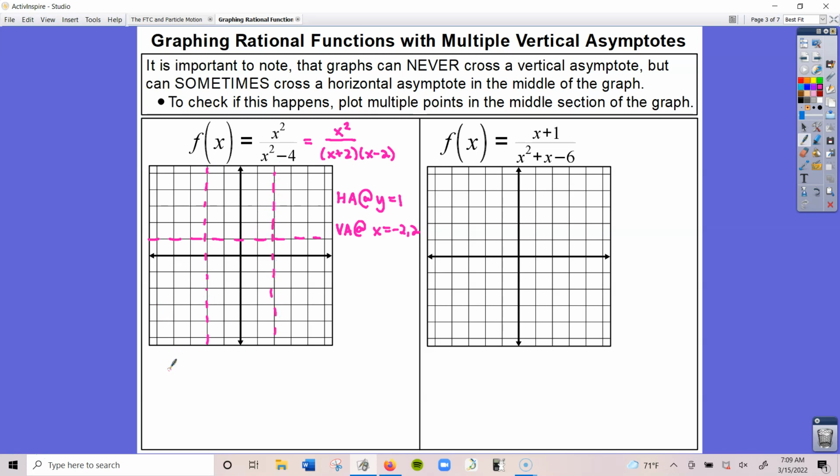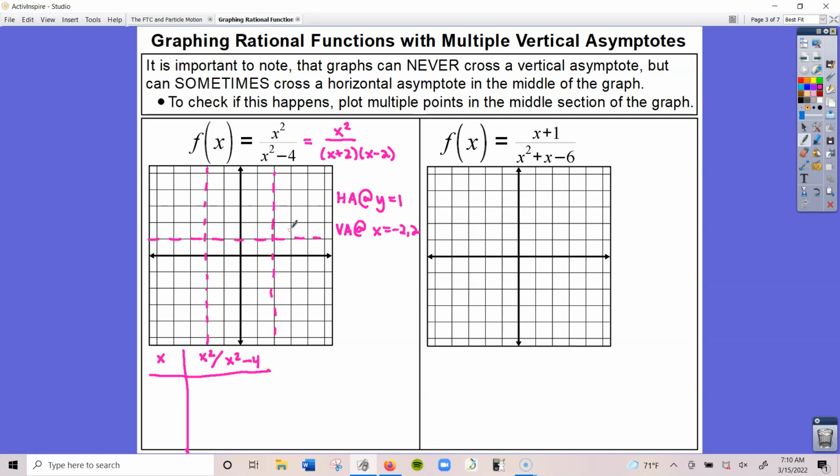I'm going to create a table of values. So here's x, and then here we can either use the regular version or the factored version. That's completely up to you. I'm just going to use the one here. Since nothing canceled, it does not matter which one you use. It's not going to make anything any easier. So I'll do this one using the regular, and then this one I'll use the factored version. So then this is x squared over x squared minus 4.